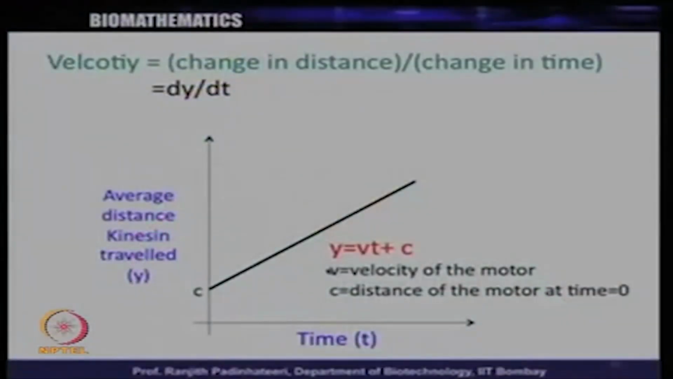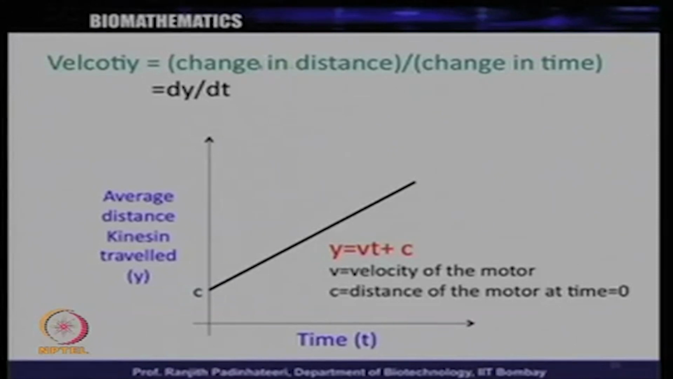So, let us look at this slide, where the simple equation for velocity is change in distance by change in time. How much distance you moved when the time changed by a certain amount. If the distance you moved is dy in a time dt, the velocity or speed is nothing but dy by dt. You learned this in school: the change in distance by change in time gives you the speed or the velocity.